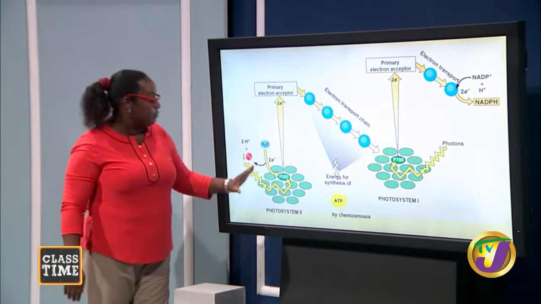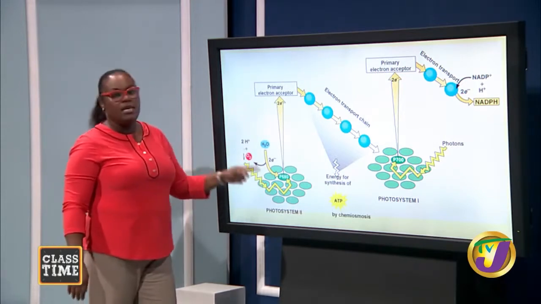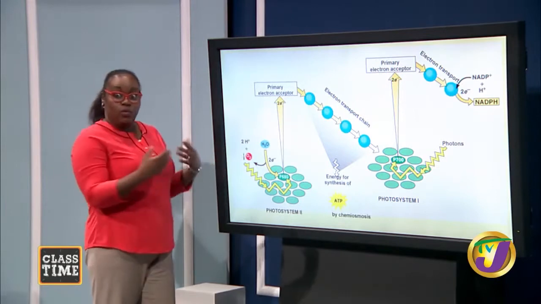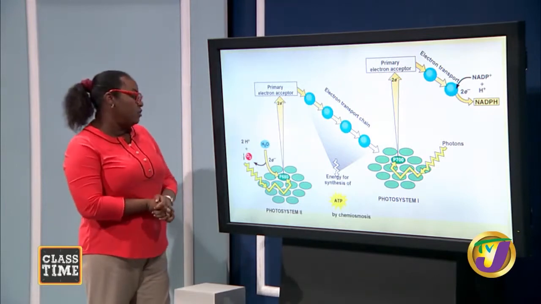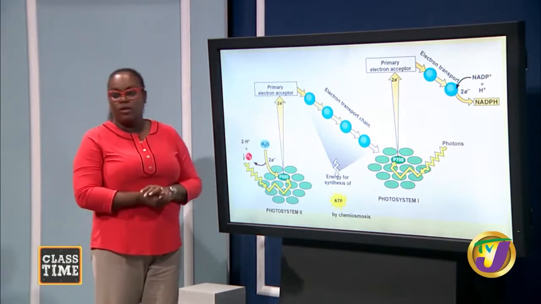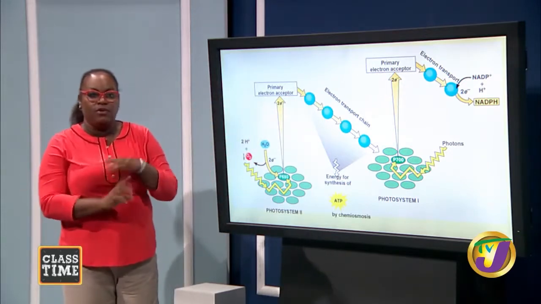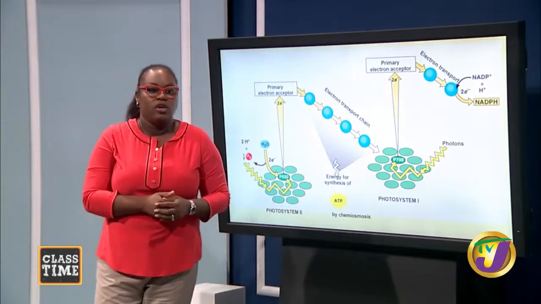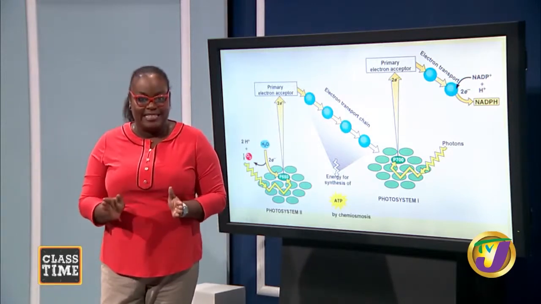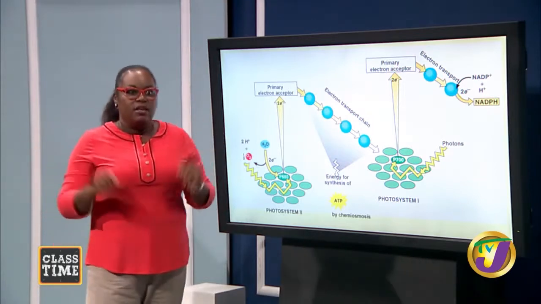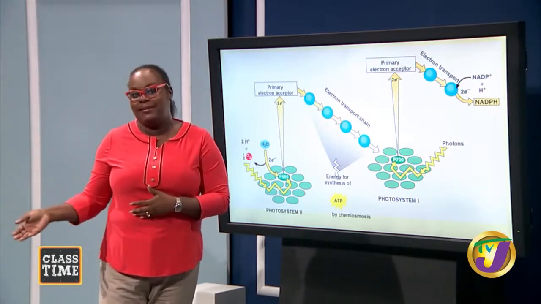So instead, P680 needs to seek to get these 2 electrons from somewhere else. And where is it getting these electrons from? It's going to get it from water. Now, when you're going back to grade 10 or grade 11, when you did photosynthesis first, you'd have heard the term photolysis. Now, photolysis means literally the splitting of water by light.